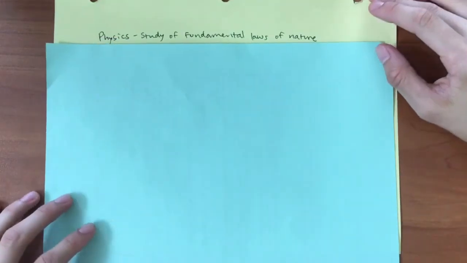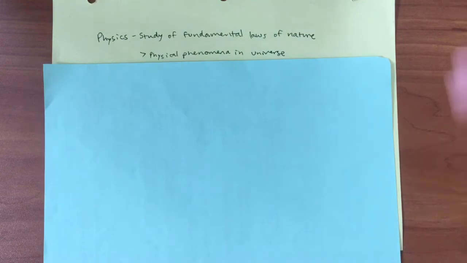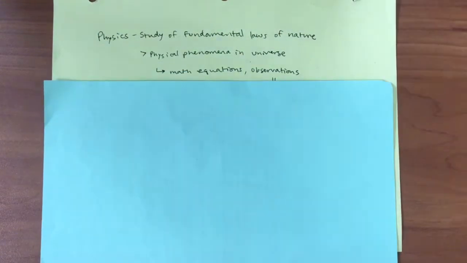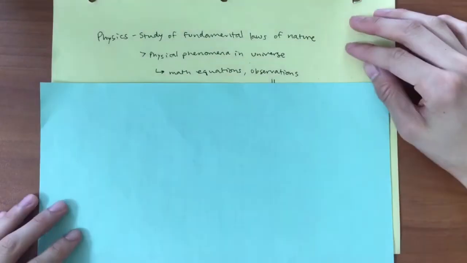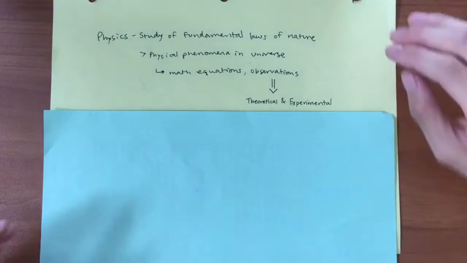So what is physics? Physics is the study of the fundamental laws of nature, so basically how physical phenomena in the universe behave and react with each other. Also, lots of physics can be written in math equations, so you'll see a lot of math in physics, and math is really important when it comes to physics. Also, in physics, we make observations, and these can be both theoretical and experimental. Usually, they help each other to prove the observations as correct.